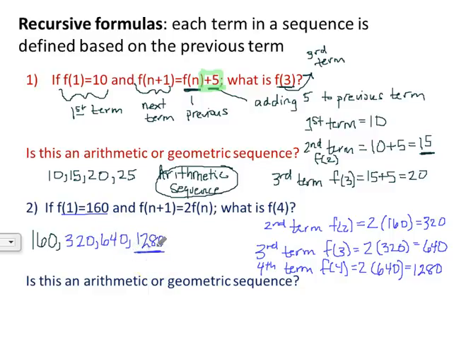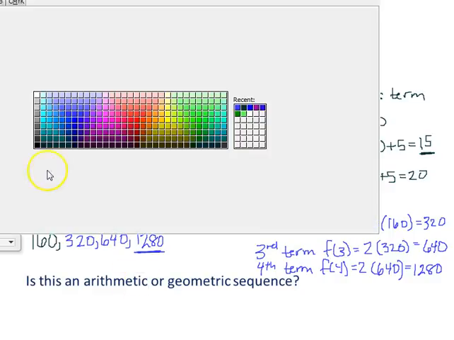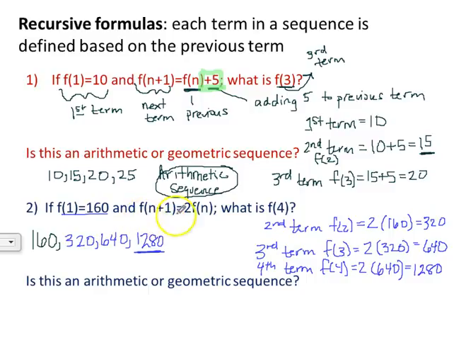But my last question is, is this an arithmetic or geometric sequence in number 2? Looking at the formula up here, where it told us that to find each number in our sequence, we take 2 times the previous number. Because we're multiplying times the previous term, we have a common ratio, right? Our common ratio is equal to 2, which means we've got a geometric sequence.